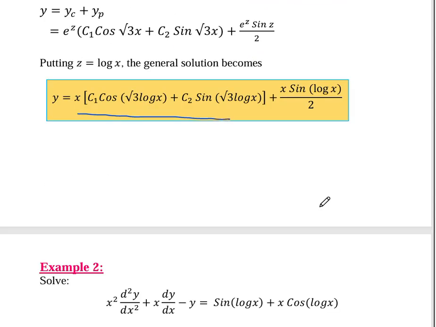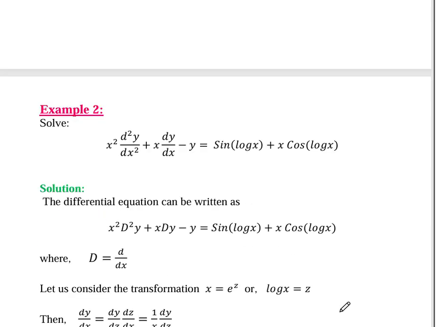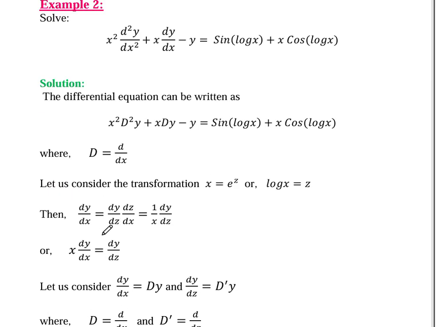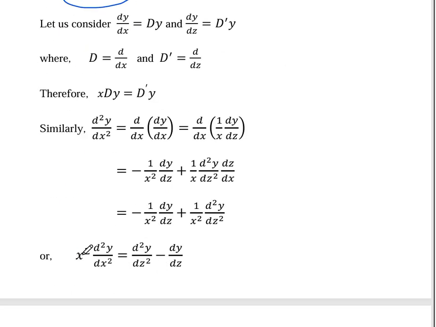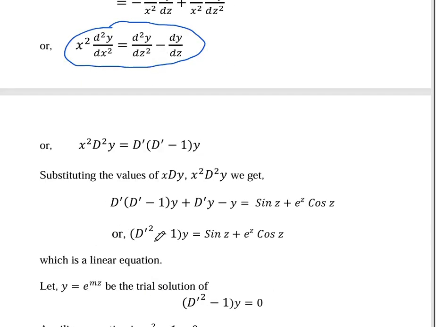Next, another example question: x squared d2y/dx2 plus x dy/dx minus y equals sin log x plus x cos of log x. Okay, we are having the same kind of solution. Same way we can find it: x equal to e to the power z, log x equal to z. So the first two parts are always the same, as I already told you. Same thing, x dy/dx. Same calculation, x squared d2y/dx2 equals d2y/dz2 minus dy/dz. And with the same substitution, ultimately this will come. This is the second order differential equation.